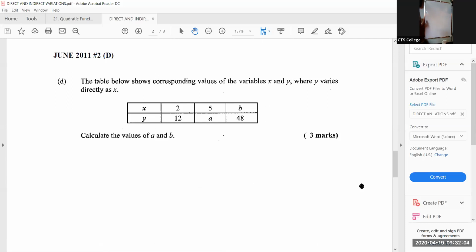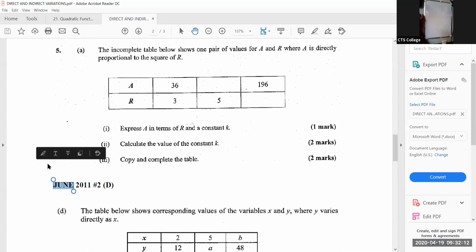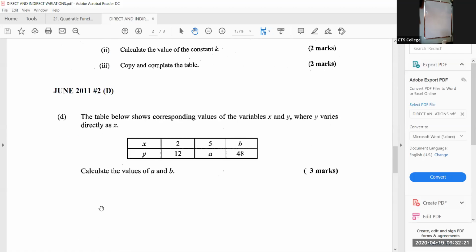Excuse me. Yeah? What year was the previous question in the journal? The previous question, that was from June 2015, number 5A. Thank you. No problem. Okay, so let's see this question. Let's do it.